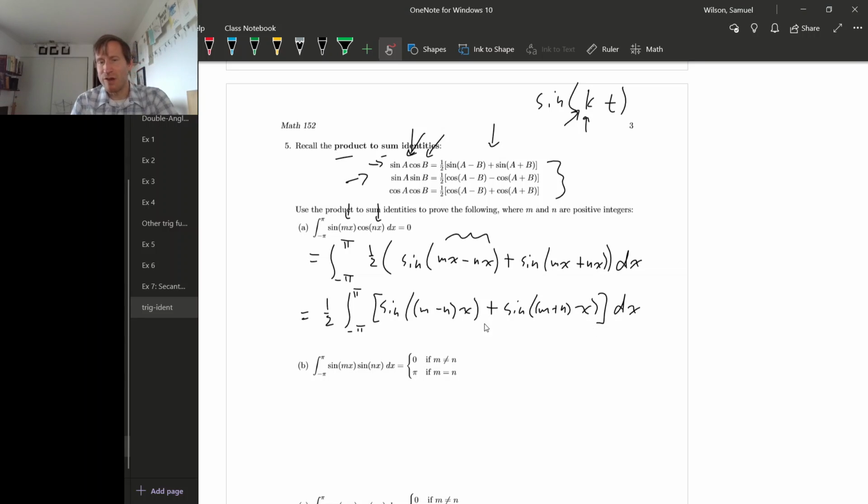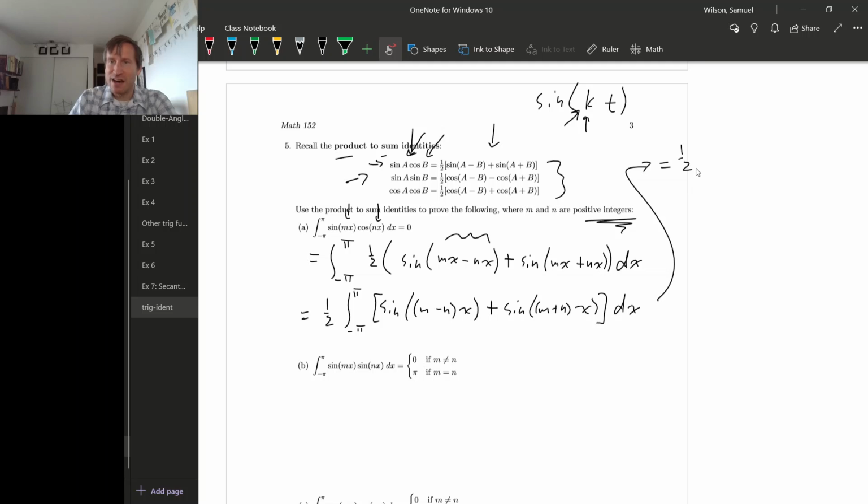And now we can integrate, right? Now, the thing to remember about this is that m and n are constants, right? They're positive integers. So when we do this integral, x is the variable here. m and n are both constants. So when we integrate, let's see, I'm kind of running out of room, so let me go over here.